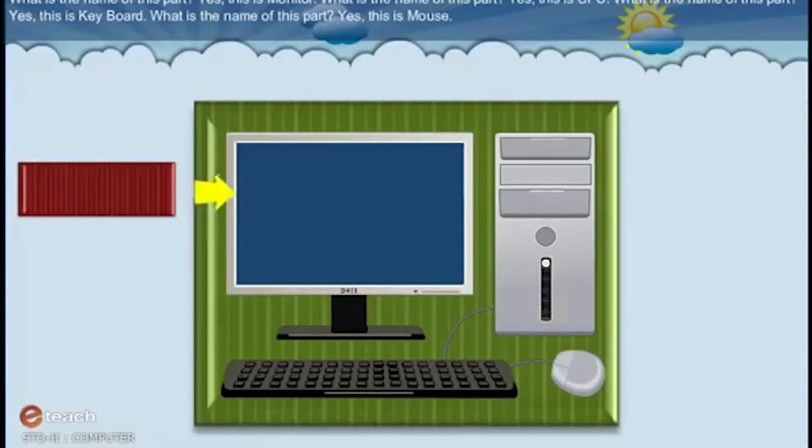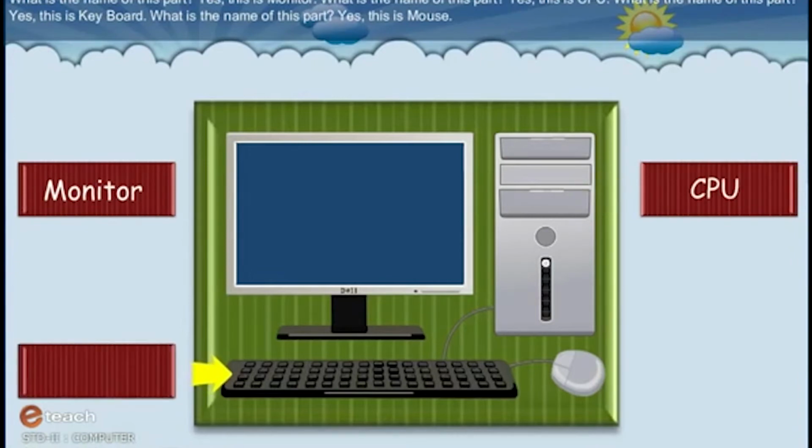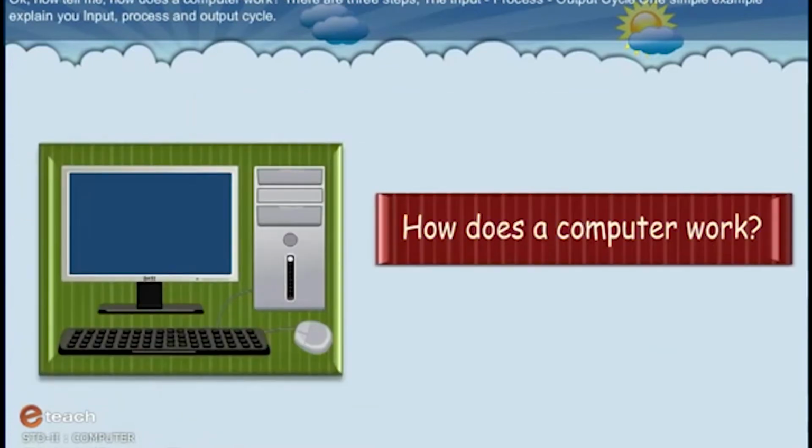What is the name of this part? Yes, this is monitor. What is the name of this part? Exactly, this is CPU. Now what is the name of this part? Yes, it is keyboard. What is the name of this part? Yes, this is mouse. Okay, now tell me, how does a computer work?